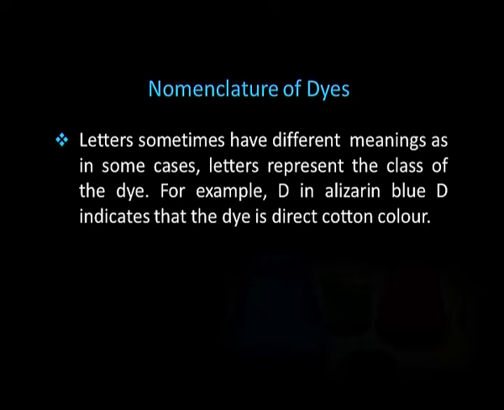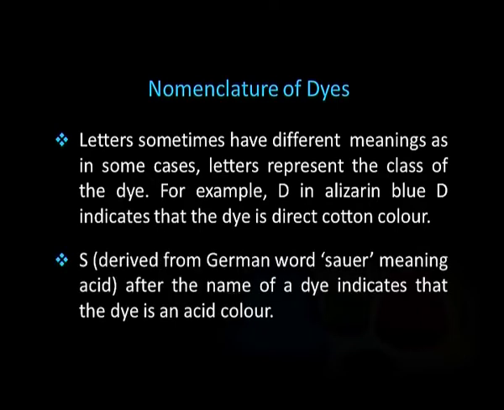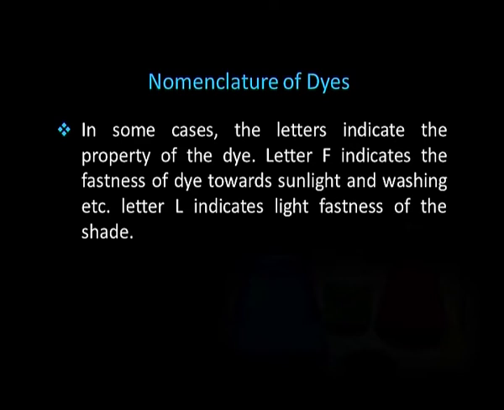For example, D in Alizarin Blue D indicates that the dye is a direct cotton color. S, derived from the German word Säure, means acid. After the name of a dye, it indicates that the dye is an acid color. In some cases, the letter indicates the property of the dye. For example, letter F indicates the fastness of the dye towards sunlight and washing etc. Letter L indicates light fastness of the shade.